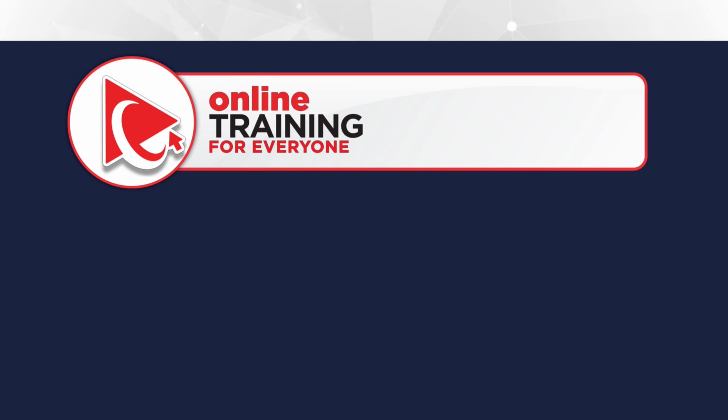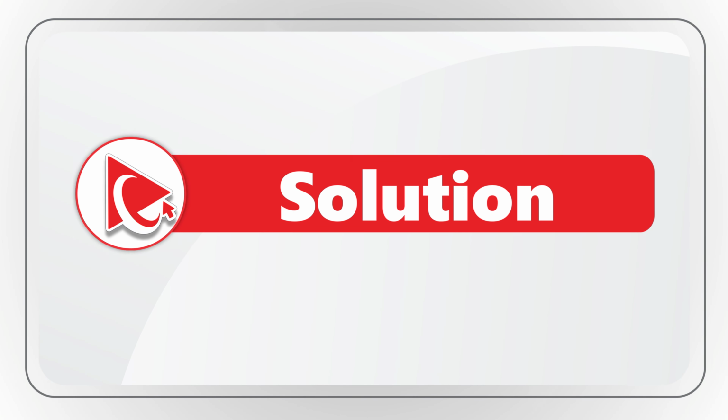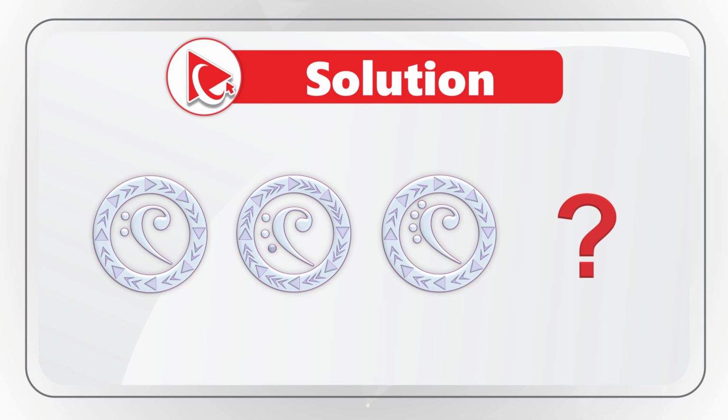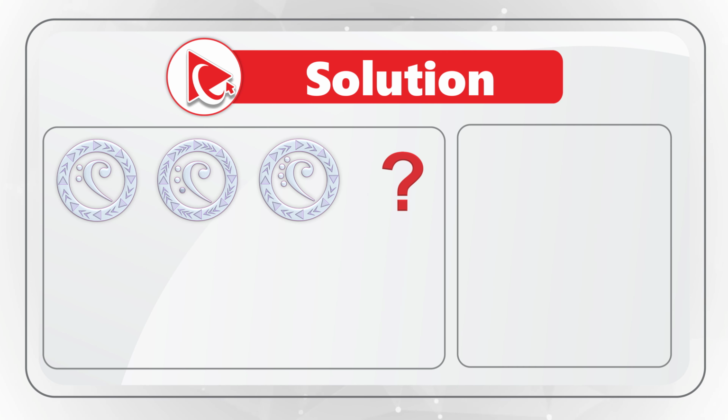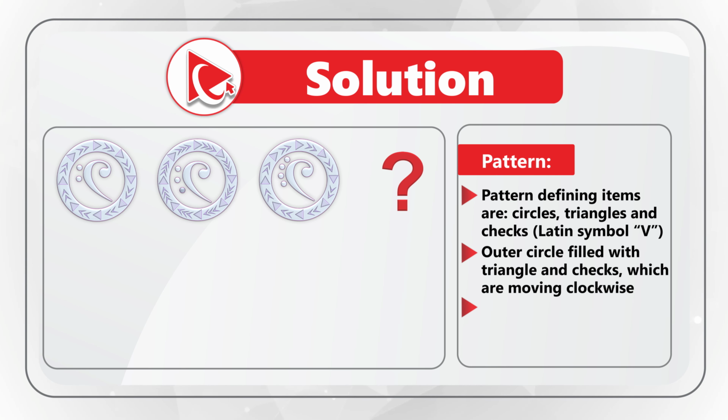On my end, I'm not going to delay it, and I'm moving forward to share with you my version of the solution. And obviously, if you think differently, please make sure to share your answer in comments. As you might have guessed, the key is to define the pattern. And the pattern consists of multiple elements. Pattern-defining items are circles, triangles, and checks. They look like the Latin symbol V.